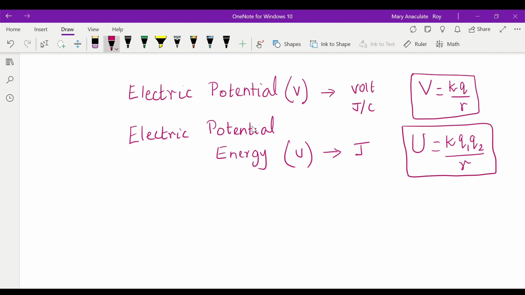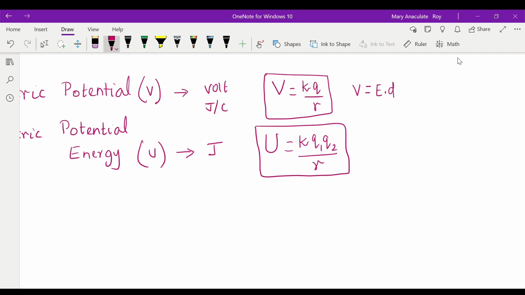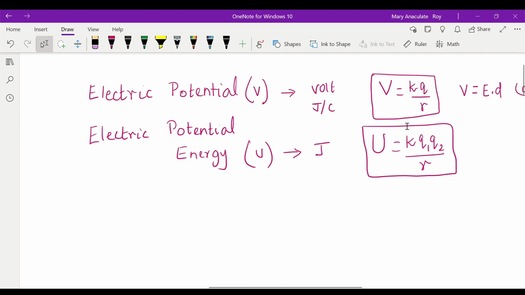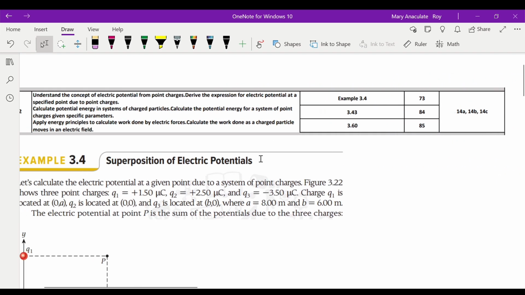These are all point charges we are discussing, and you might also be familiar with the uniform field formula: V is equal to E, the electric field, times D, if the electric field is uniform. The usual formula you would have learned is E is equal to V over D as well, right? We discussed that when we were discussing electric flux. Remember these while we are solving these questions.